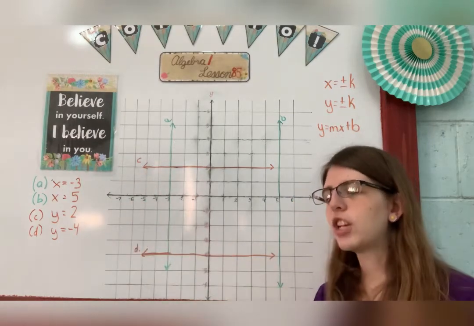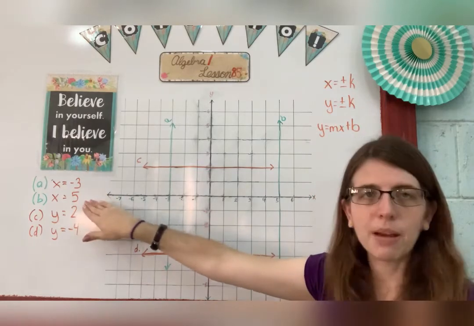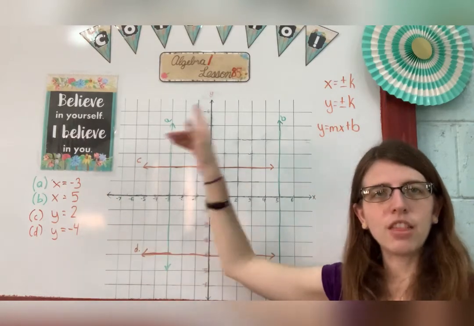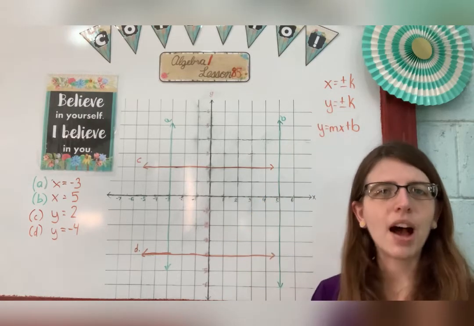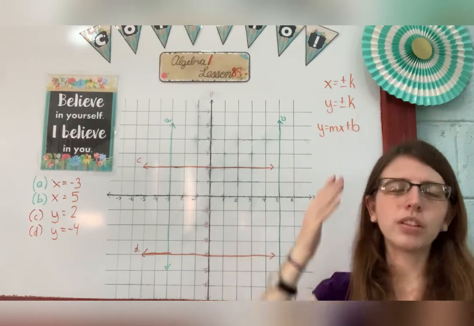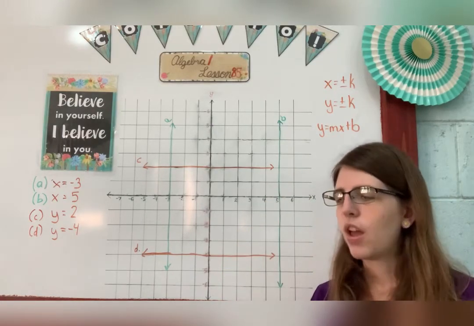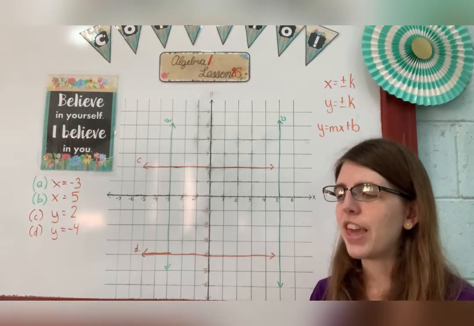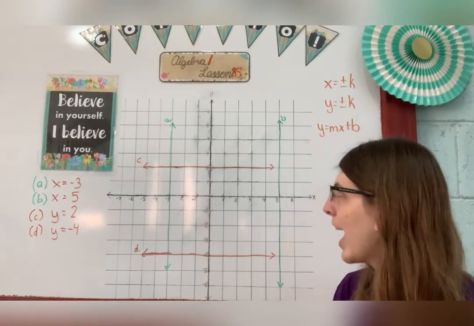So if the equation of every vertical line has this form of x equals something, then we can put that in the form of x equals plus or minus k. So it's positive or negative k. So a vertical line is x equals whatever number you have, positive or negative. Okay? It's the same thing with a horizontal line, except this time it's y equals.